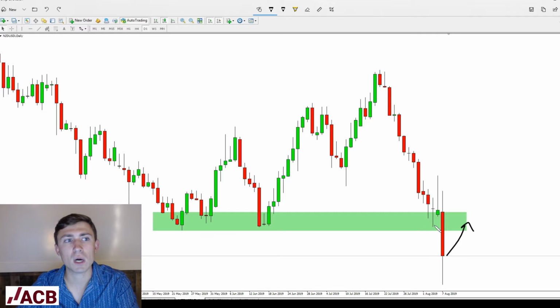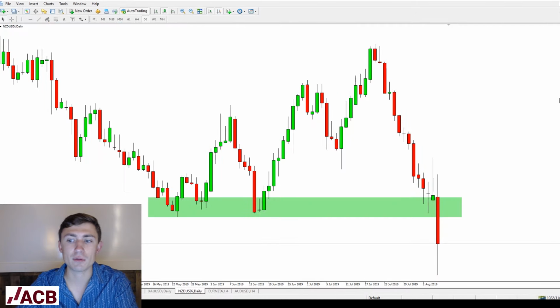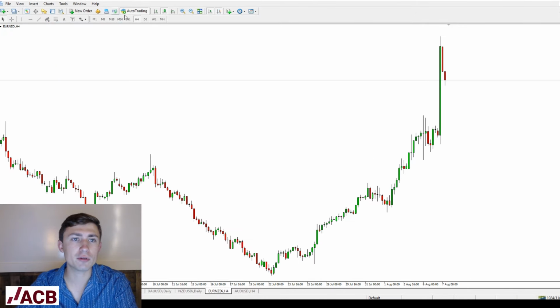So interesting to watch New Zealand USD. I think that at least we come back to potentially test this area. Could be wrong, of course. There's no guarantees in trading, but just looking from a technical perspective, I think we might see some sort of a retest there. Euro New Zealand, similar story.